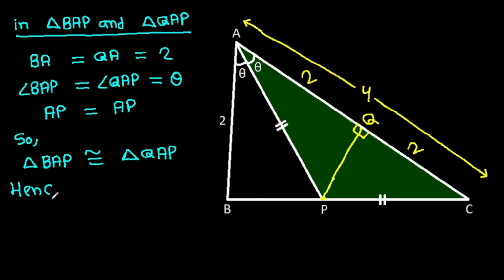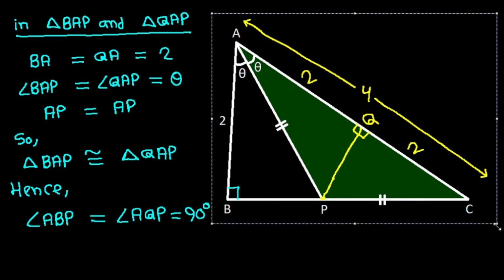Hence angle ABP will be equal to angle AQP, and angle AQP is 90 degrees. That means this angle will also be 90 degrees.